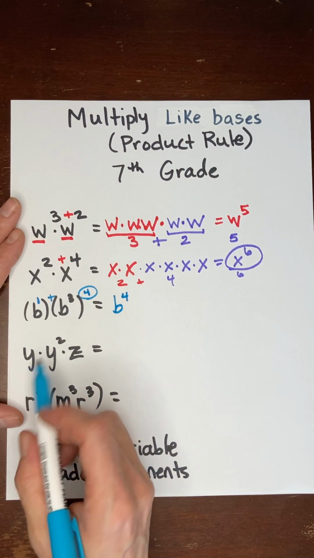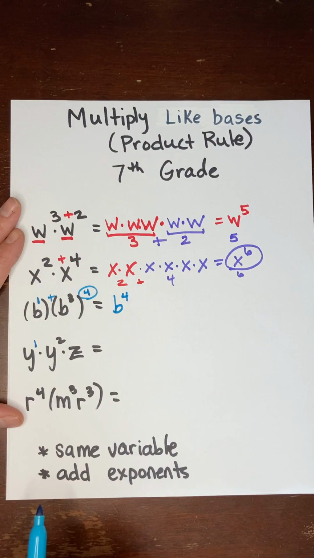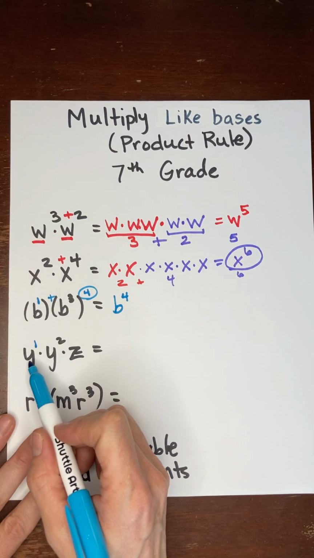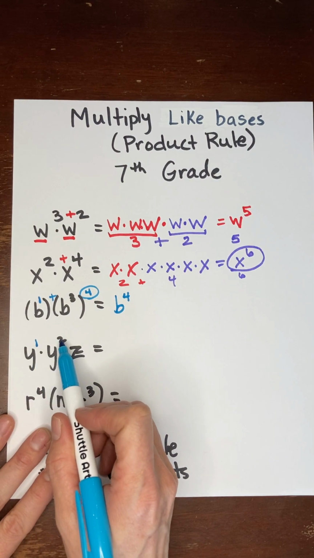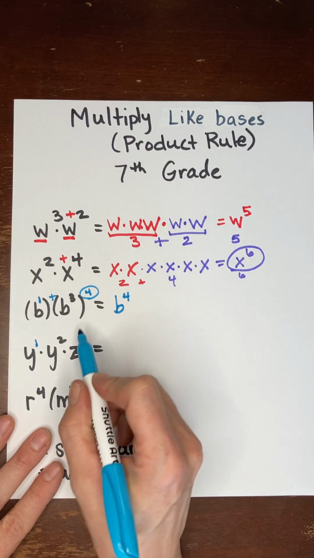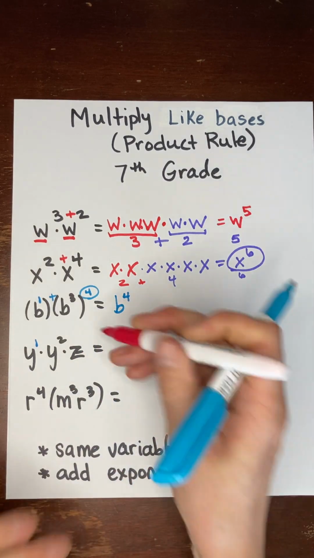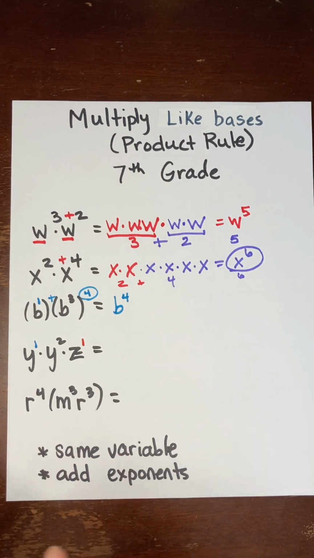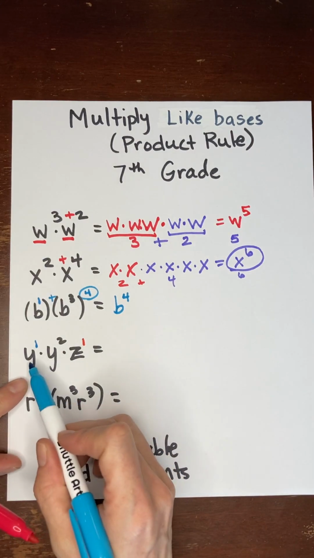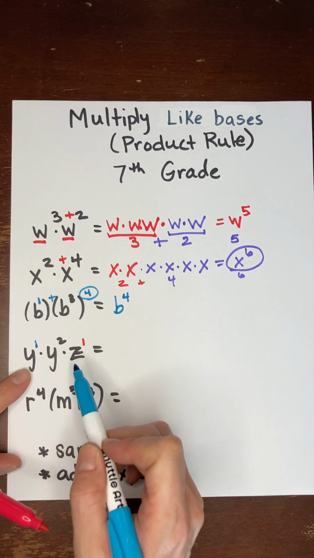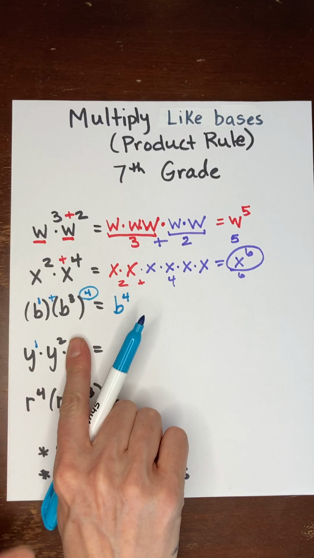Let's look at the next one. I have y. Again, without an exponent, it means 1. So I have y to the 1, y squared, times z, and the z also has a 1. Let's do z in a different color. Now I have like bases here, y and y, but z is not a like base, so we're going to do z separately.